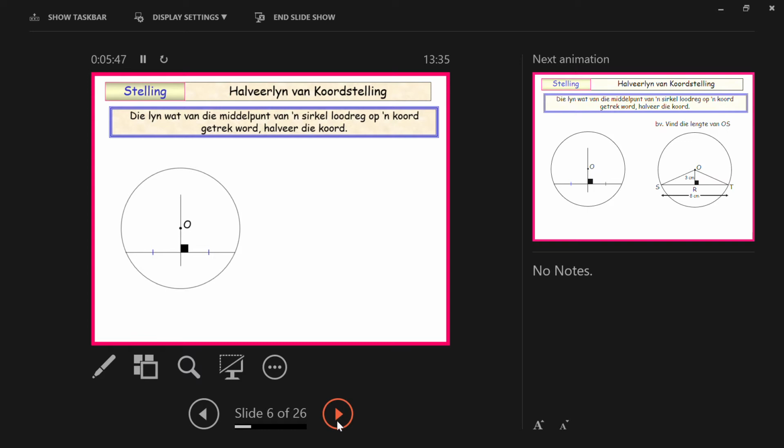That's good. It actually in English it bisects, no? The chord.